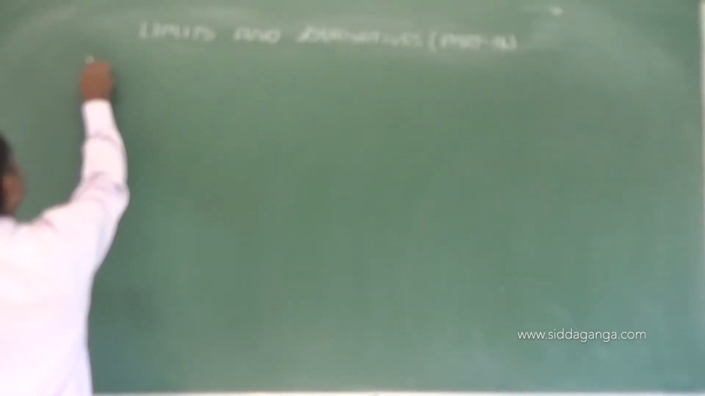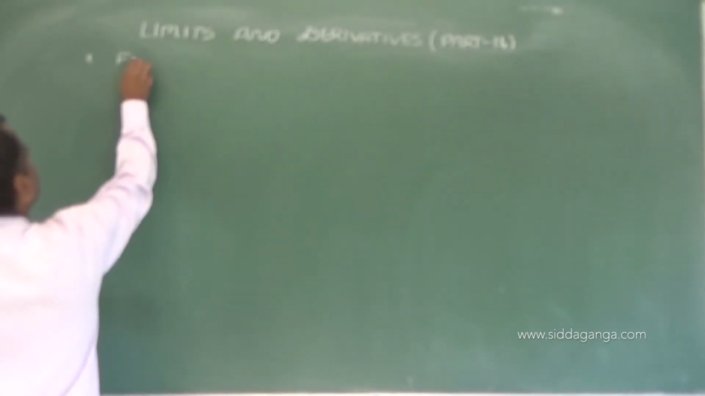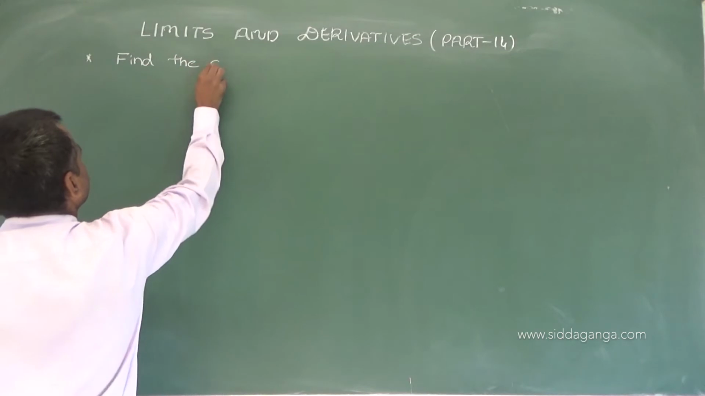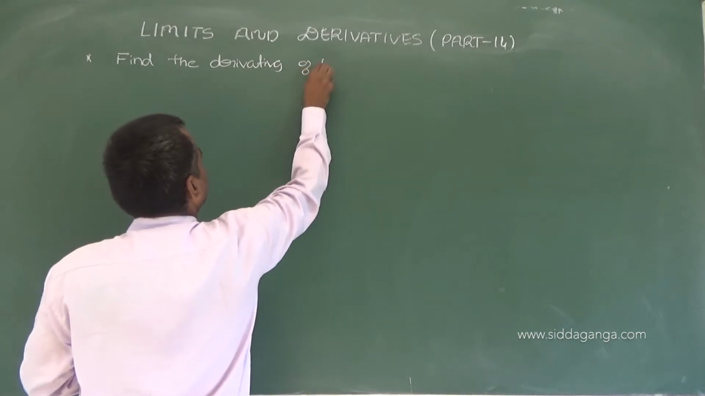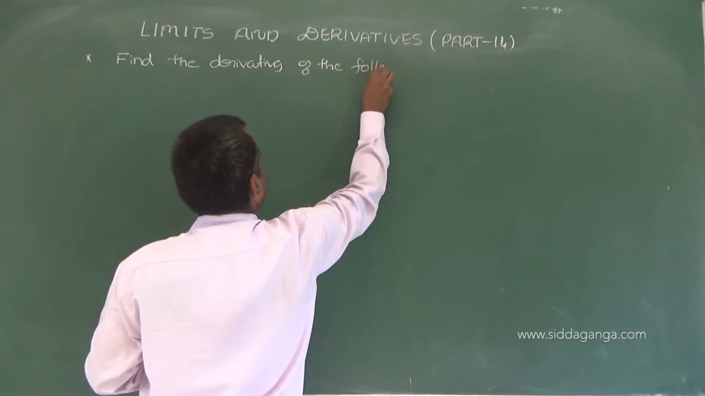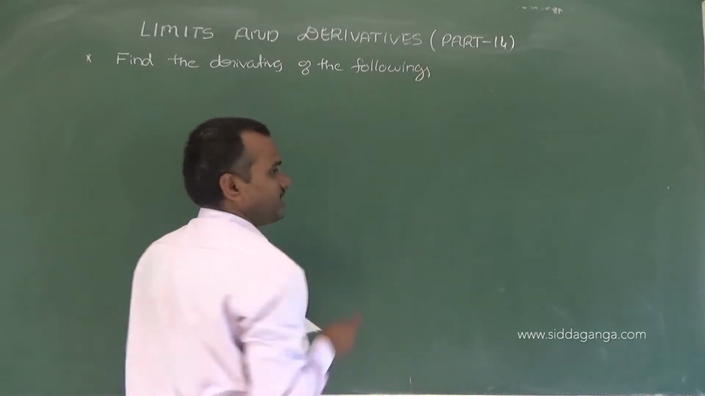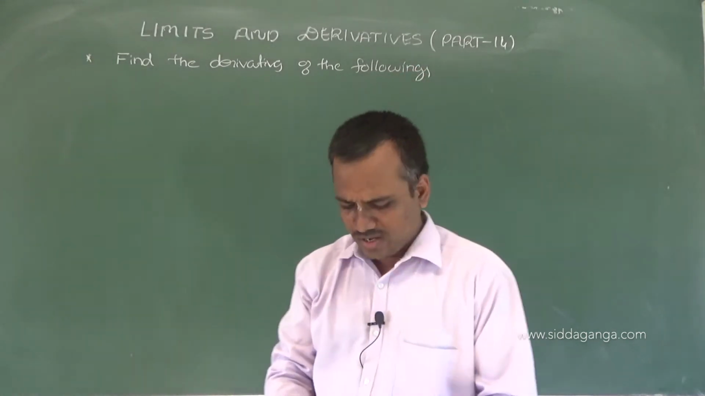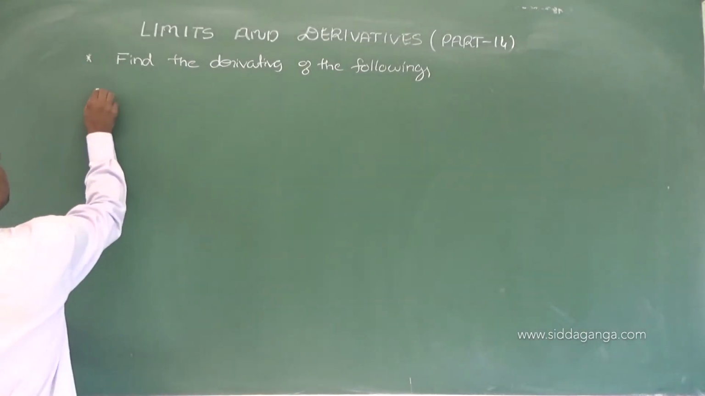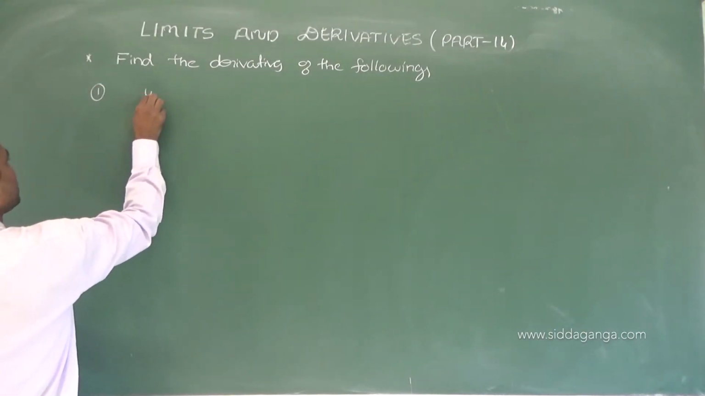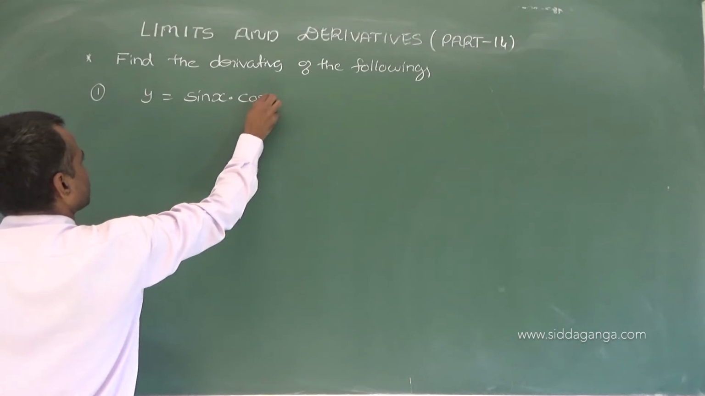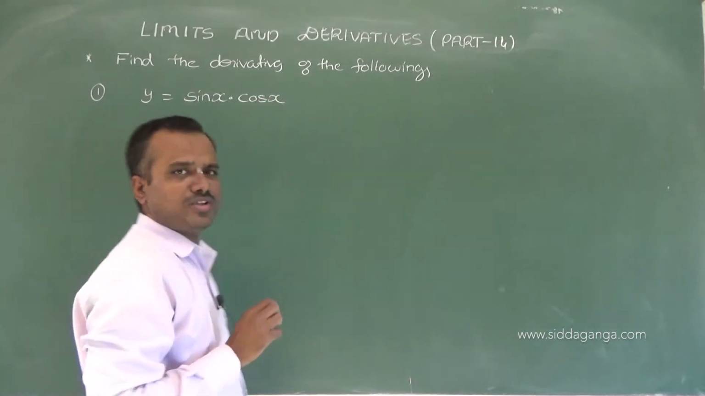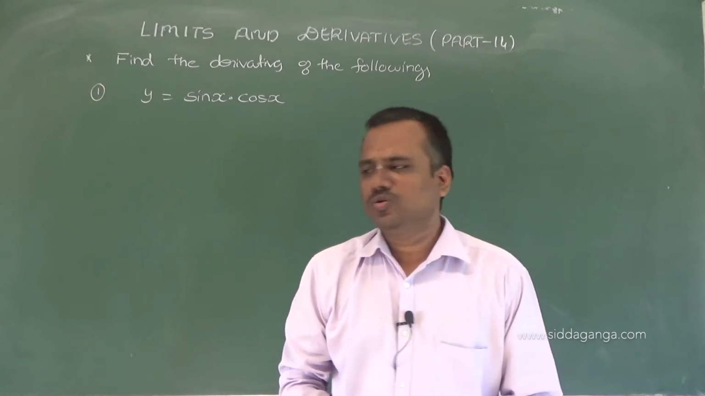Okay, so exercise, same exercise. Find the derivatives of the following functions. So in that, the first problem, y is equal to sin x into cos x.